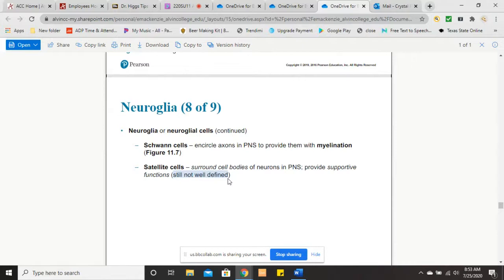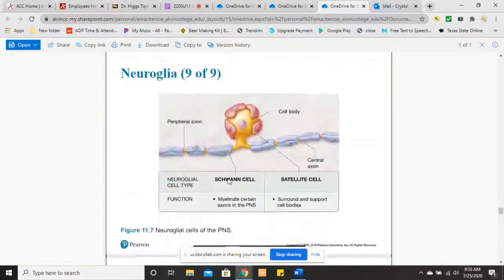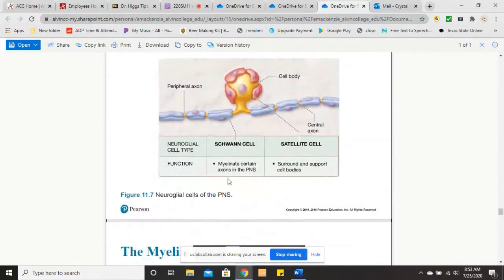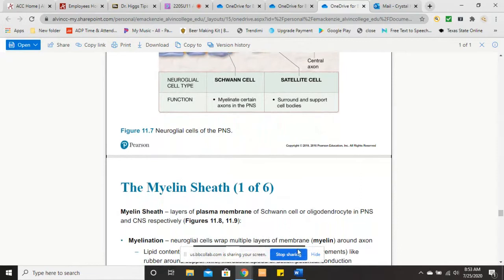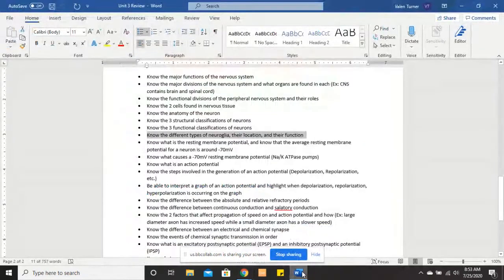So if I were to ask on an exam, what does a satellite cell do? The answer is it provides support. And if I ask how, well, say I don't know, because we don't know. Okay. If you find out, I guarantee you will get a Nobel Prize. And that's it for your peripheral nervous system. That's it for your neuroglial cells.